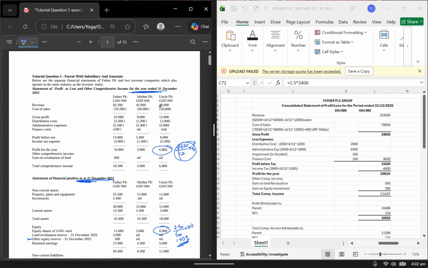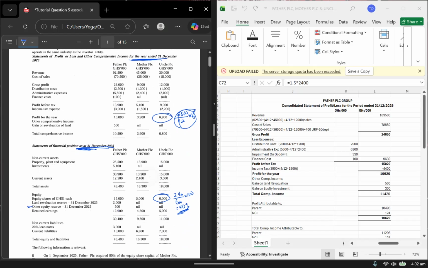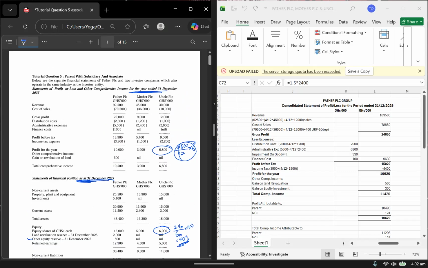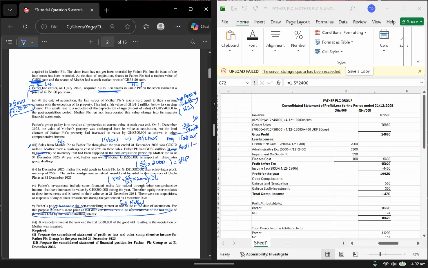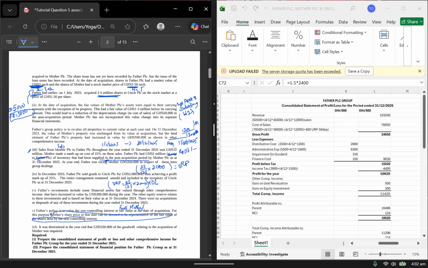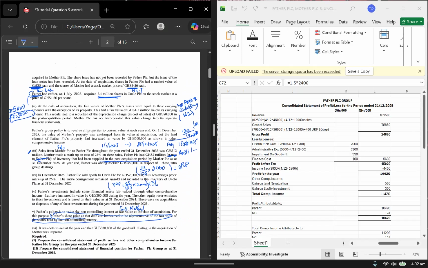And then you remember we had intra-group sales. They said that there was a sale of 12 million from Mother PLC to Father PLC. So we have to subtract it from revenue. When there are intra-group sales, you have to subtract them because you're not supposed to sell to yourself. So you subtract it from revenue, and then you subtract it from cost of sales as well.